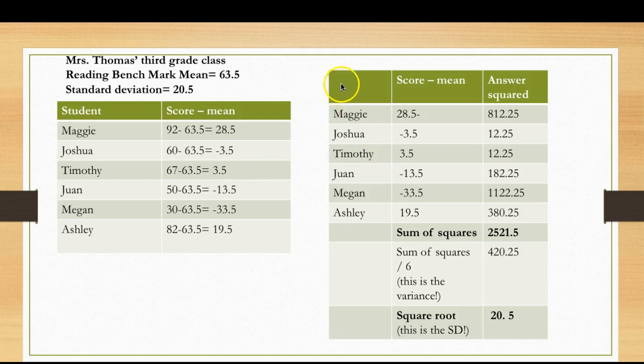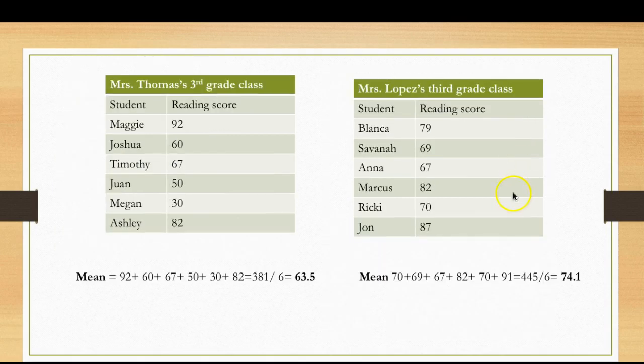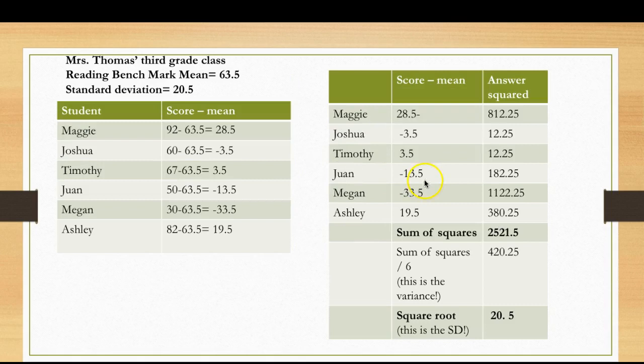So in the next table, the answer to the score take away the mean, I inputted in the second column, and then I squared each of the numbers in the second column, and that was the answer in the third column. And when I had all the squared answers, I added them up. That's called the sum of the squares.